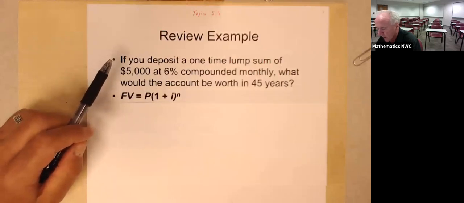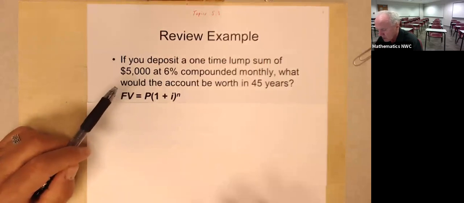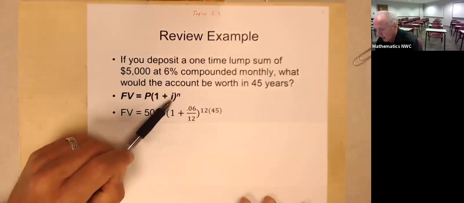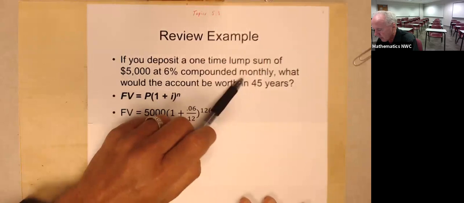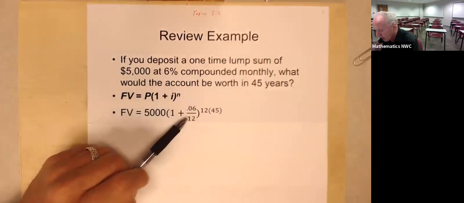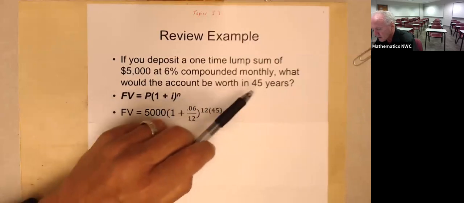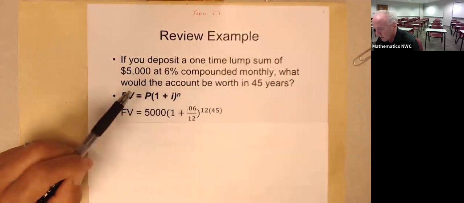The formula that we had was this one here. It's already in your notes. We're just going to substitute in here. Our principal was 5,000. I was our annual rate divided by how many times it's compounded. It's compounded monthly, which is 12. So it's 0.06 divided by 12. Our N is the number of years times how many times it's compounded. Compounded 12 times 45 would give us that amount.